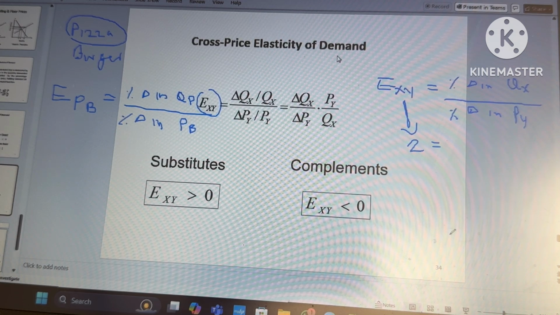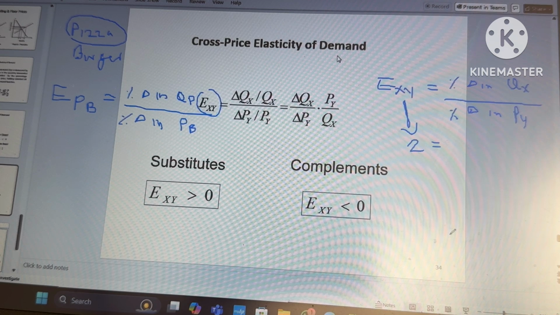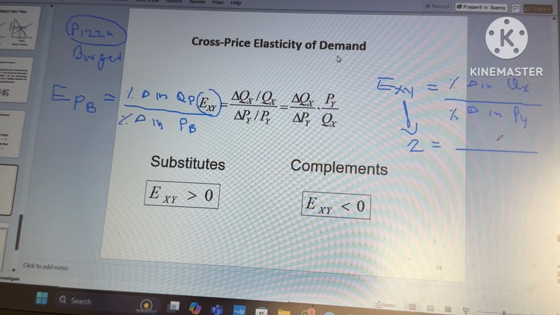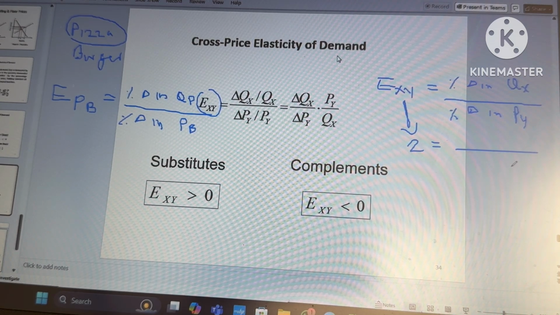How can you interpret this number? Demand for pizza is very much related to the price of burger. Use this number as well. As I told you before, you put any two numbers for the numerator and the denominator, then explain. To get 2 here, you put 20 here and 10 here. Right? So the answer will be 2. Then accordingly you can explain.